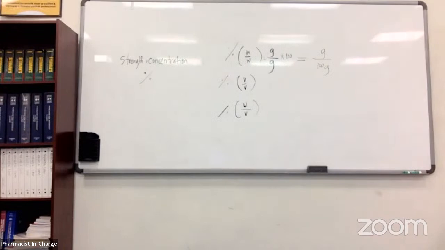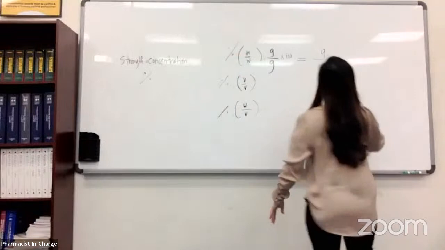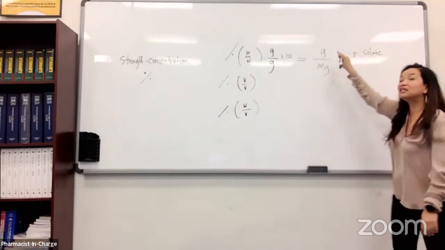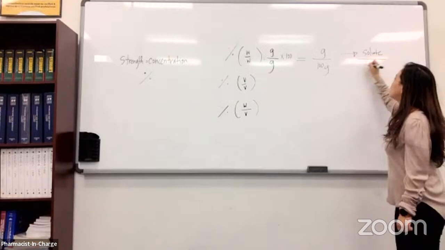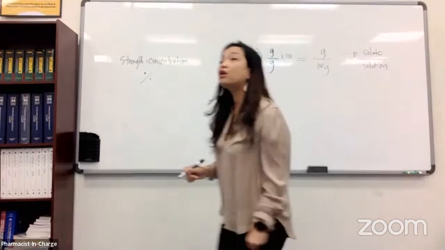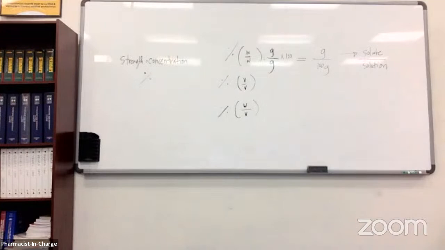So whichever one will work easily, I'm okay with that, but you gotta know that in percentage, your numerator will always be your solute, which means in this case, weight of solute in grams, and your denominator will always be solution, total weight of the solution or a compound. Can you follow? Don't let the test question trick you. It's not solvent.